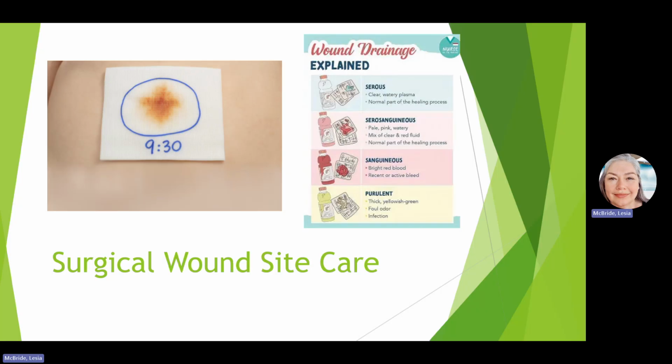Serous is the clear watery. Serosanguinous is a combination of the clear along with blood. Sanguinous is bright red blood, recent or active bleeding, and then purulent is that thick yellowish green foul odor infected type drainage. So we have to watch for that. Make sure you're watching for redness, swelling, warmth, and of course, increased temperature of that patient.